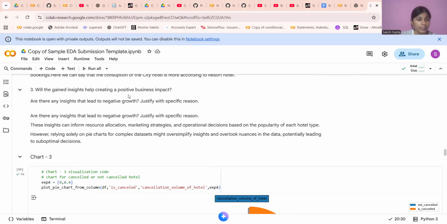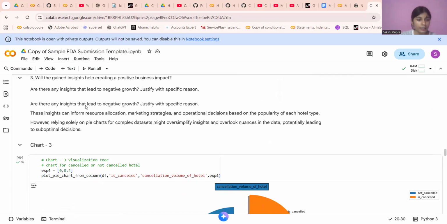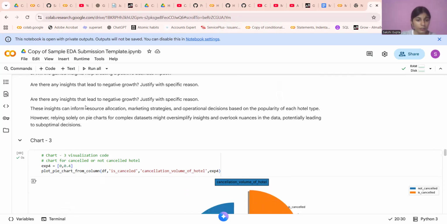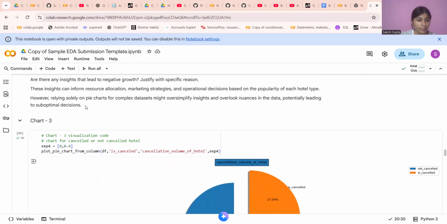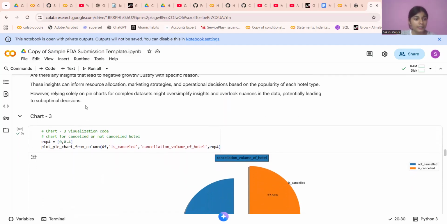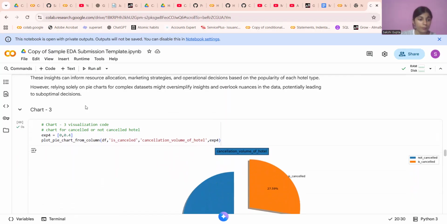Will the gained insight help create a positive business impact? Are there any insights that lead to negative growth, justified with a specific reason? Then the answer is this insight can inform resource allocation, market strategy, and operational decisions based on the popularity of each hotel type. However, relying solely on a pie chart for a complex data set might oversimplify and overlook the data potential, leading to suboptimal decisions.